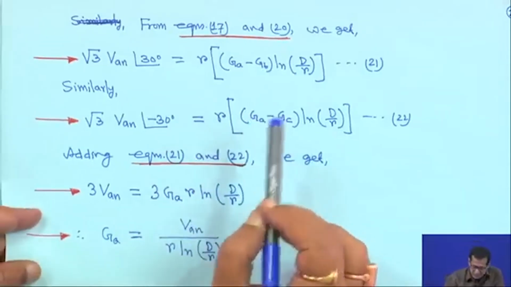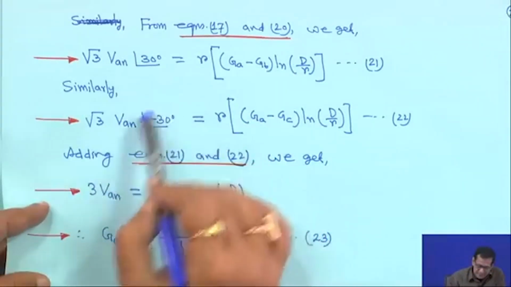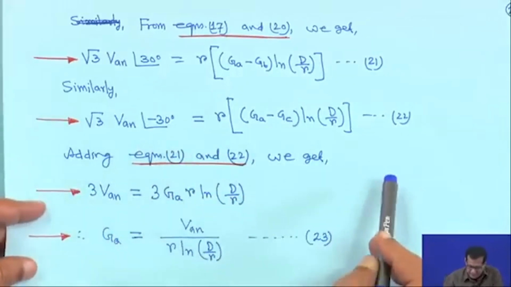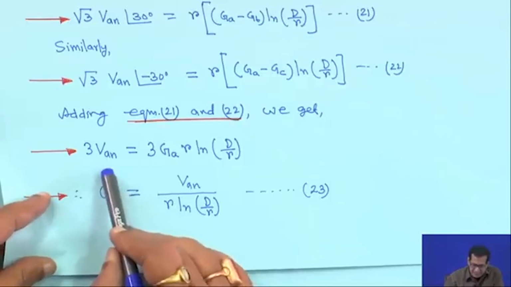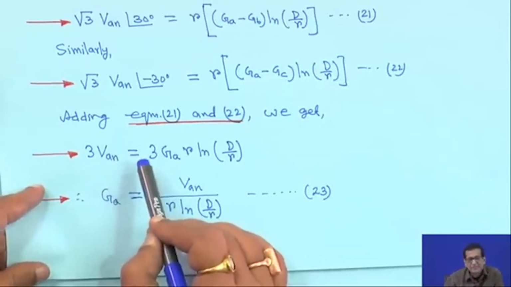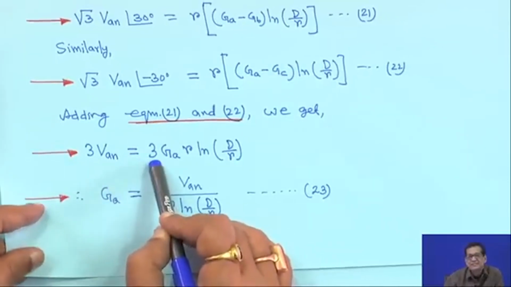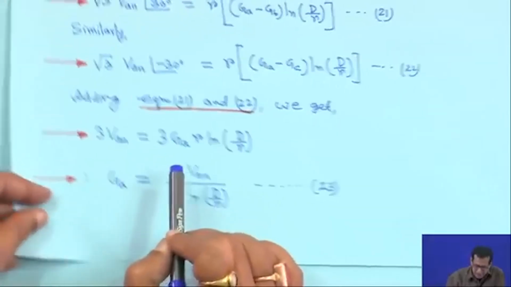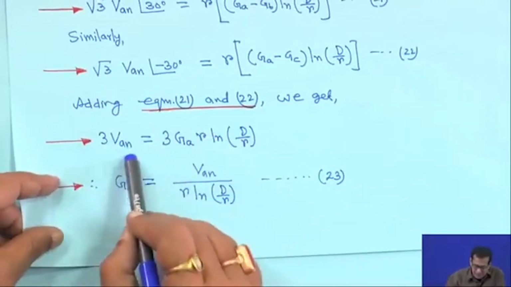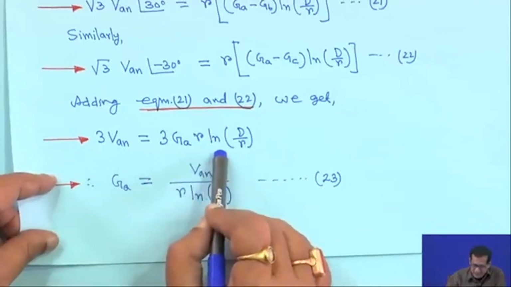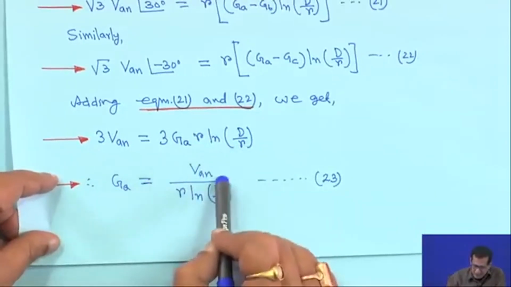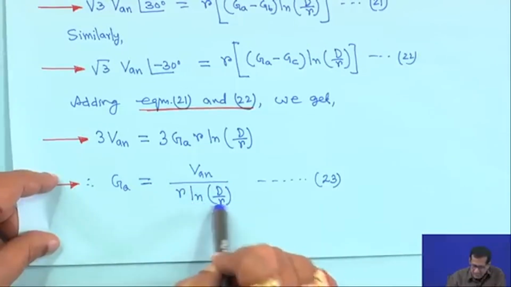Now, if you add these two, root 3 Vn angle 30 and root 3 Vn angle minus 30, you will get 3 Vn. I told you that VAB plus VAC is equal to 3 Vn, we have seen in the capacitor chapter. So if you add these two, the left hand side will become 3 Vn, and the right hand side will become 3 Ga R ln d upon R, or Ga is equal to Vn upon R ln d upon R.